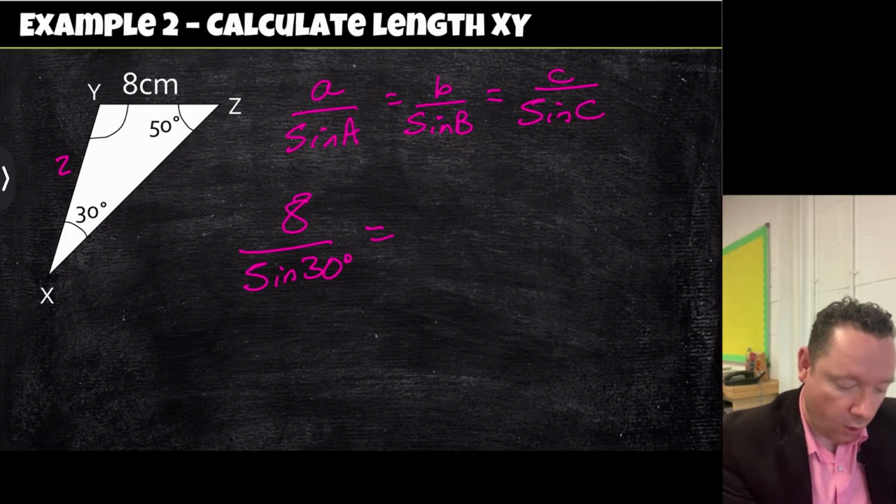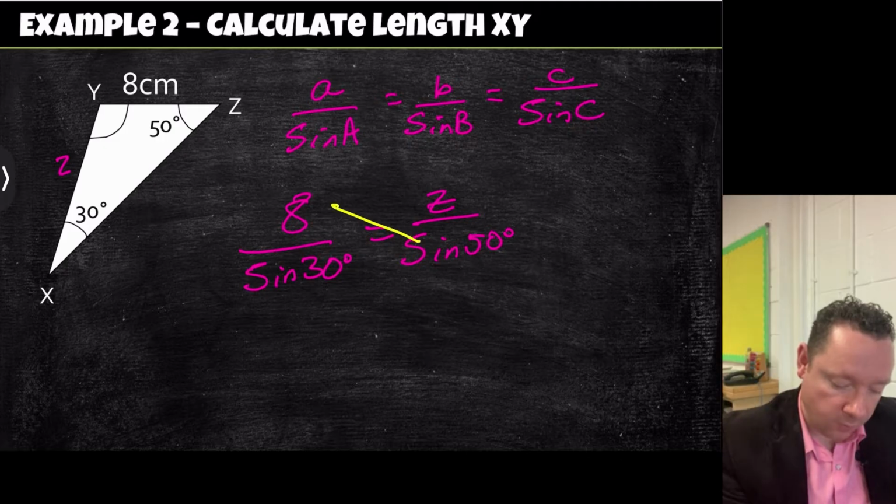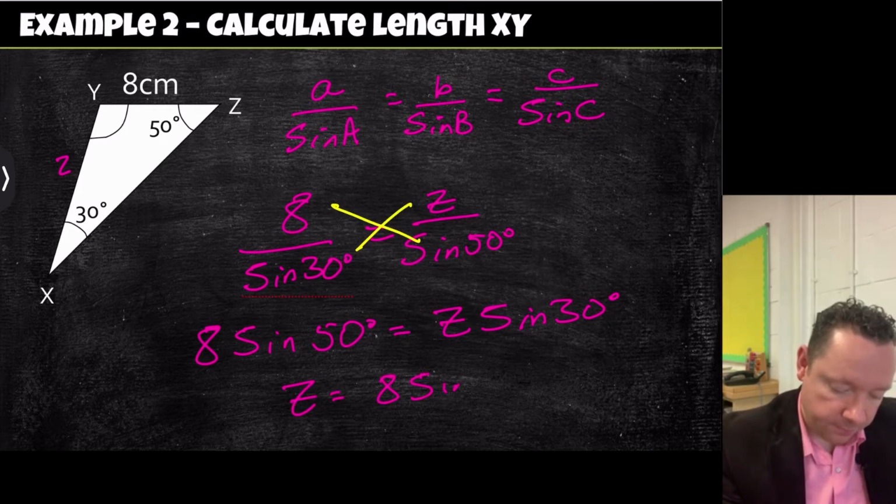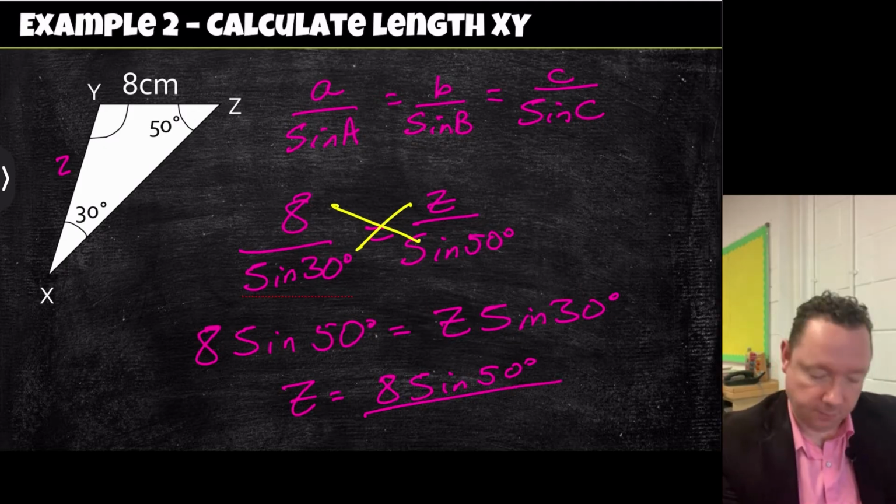And then I'm looking for another pair. I've got this one, not that one, because there's no angle there. So it's this one and this one, so z over sine 50. And then we're good to go. We'll just do the same as we did last example. Top times bottom, so that's 8 sine 50 equals, and then top times bottom again, so that's z sine 30. Divide by the number next to z, so z equals 8 sine 50 divided by sine 30.